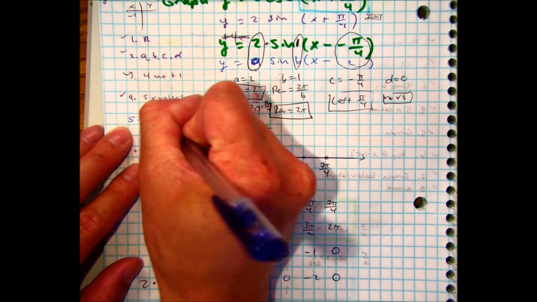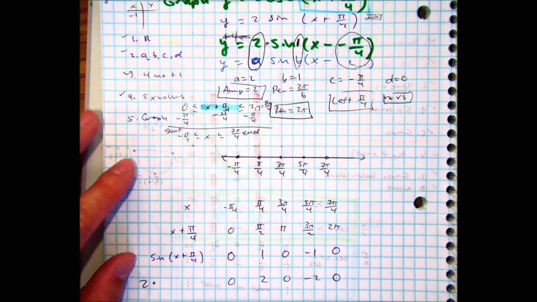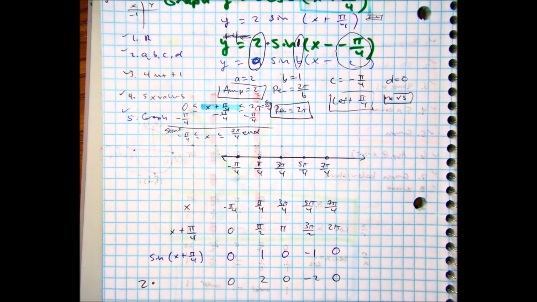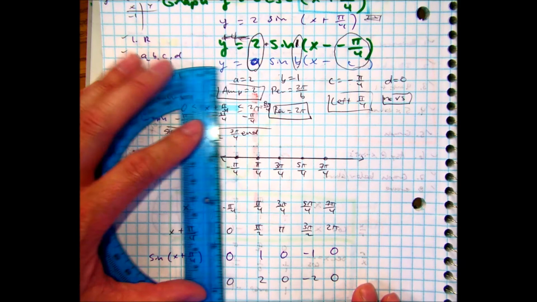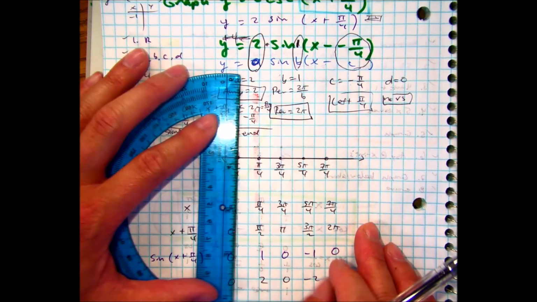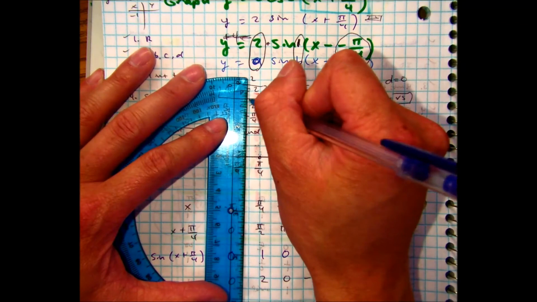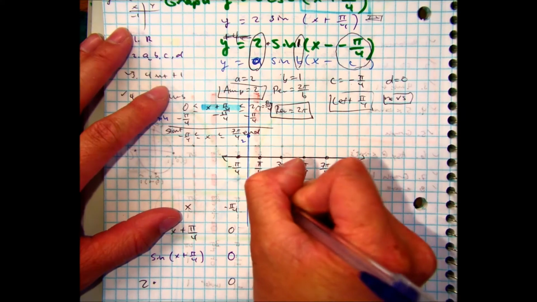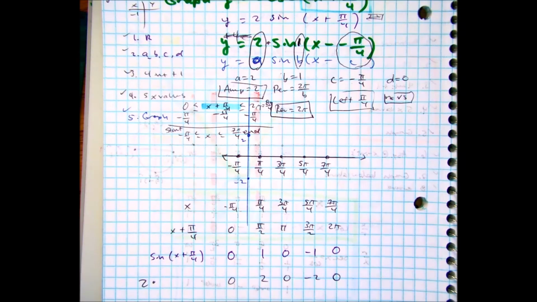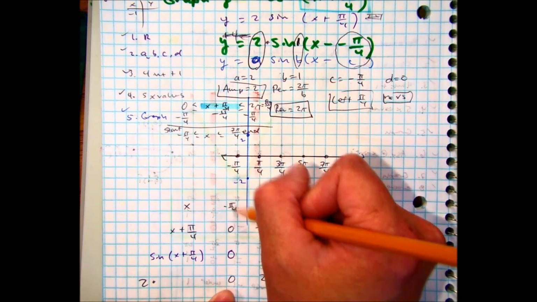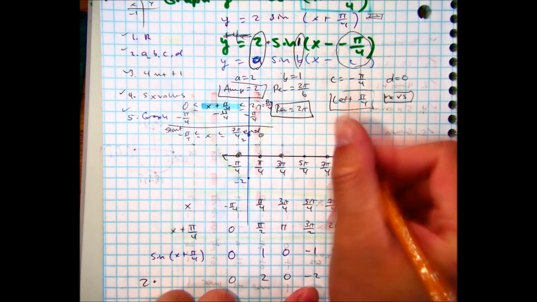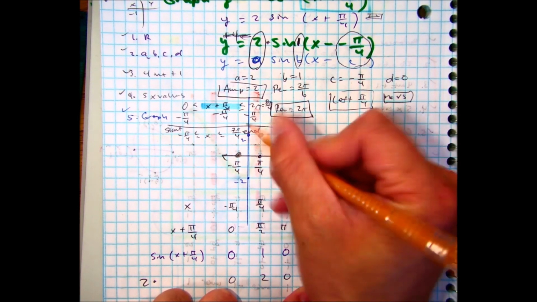We're going to graph it. Now, I'm going to identify my y-axis. It's between a negative and positive number. I'm looking ahead, I see 2 and negative 2. So now I'm going to graph at negative pi over 4, 0, 2, 0, negative 2, and 0.